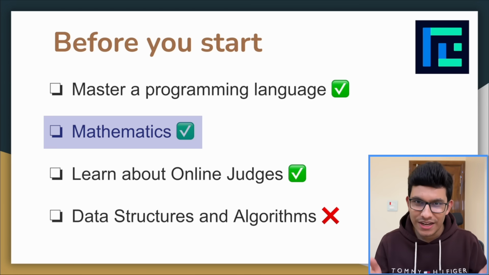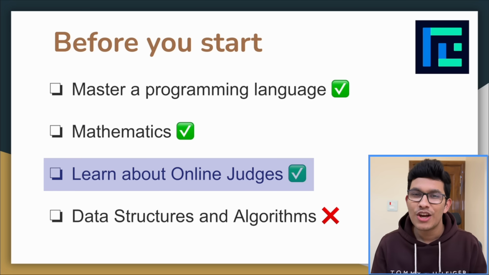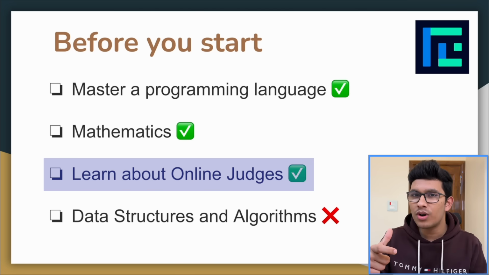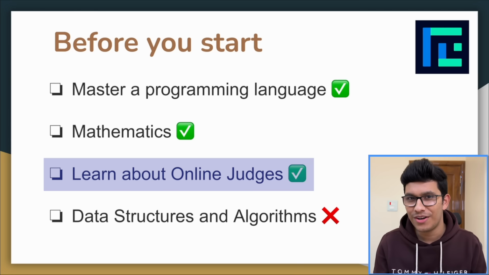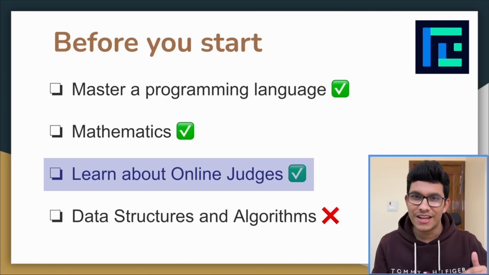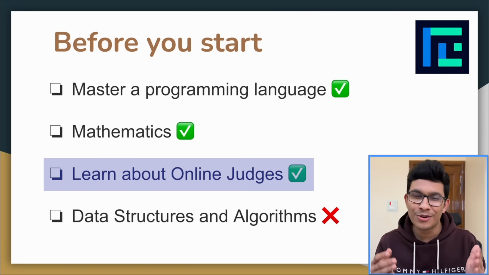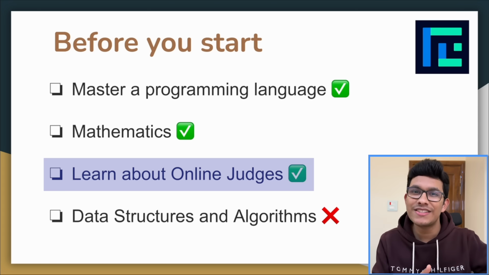The third thing that you need before you can start competitive programming is to learn about online judges. What are online judges? Whenever you write a code, okay, you will be submitting this code on some website, and this website is going to evaluate whether your code is correct or not, right? So all of these platforms like CodeChef, Codeforces, AtCoder, these are online judges, and these are competitive programming platforms. So before you can get started with CP, you must understand how these online judges work.